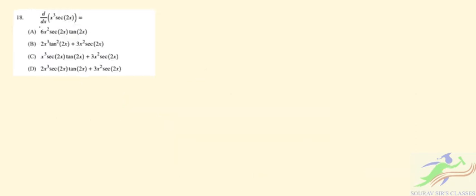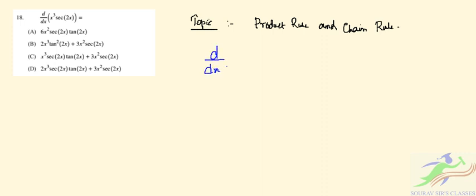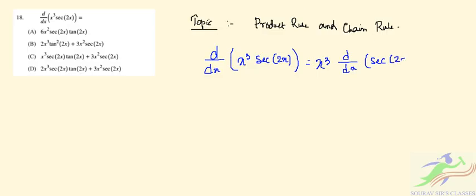So in question number 18, you can see we have to find the derivative of this trigonometric function. This topic is a combination of both the product rule and the chain rule, right? So this combination is used to compute this derivative. We have been given d dx of x cube sec of 2x. If we do the derivative, first it will be x cube times d dx of sec of 2x, plus the derivative of x cube, 3x square, times sec of 2x, right?